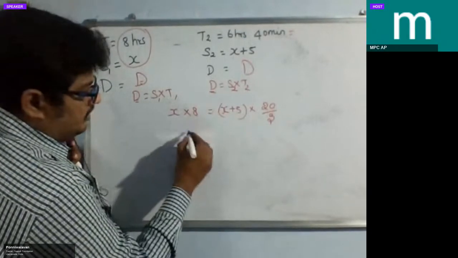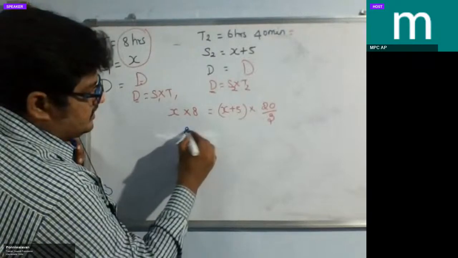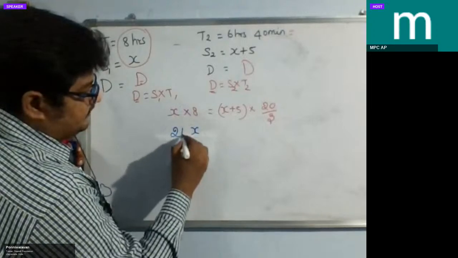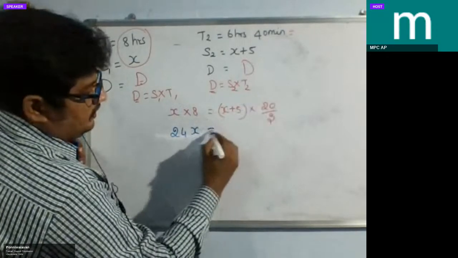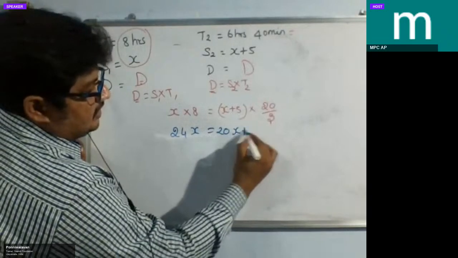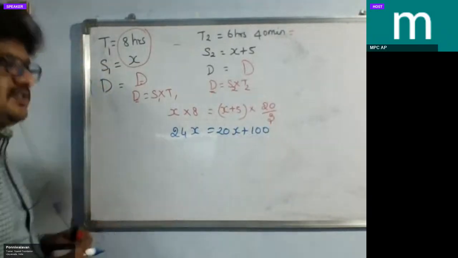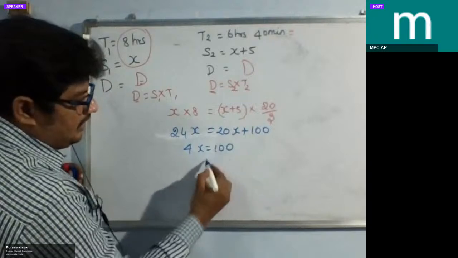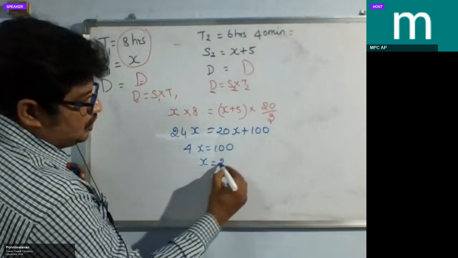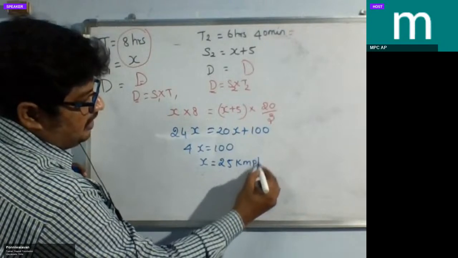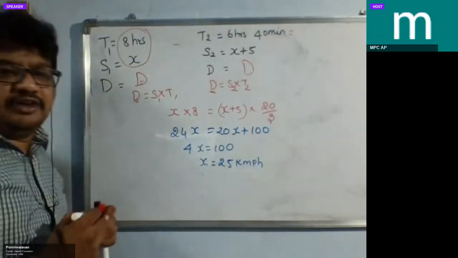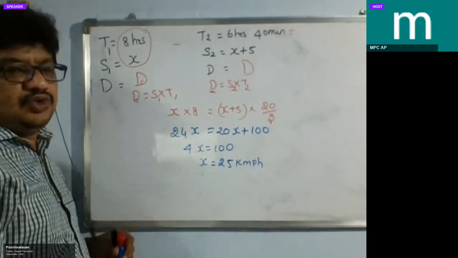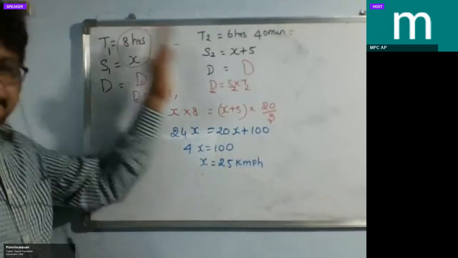Okay, what happened? This is 8x. If 3 comes here, it is 24x equal to 20x plus 100. If 20x comes here, 4x equals 100. So x is equal to 25 kilometers per hour. Is it clear?